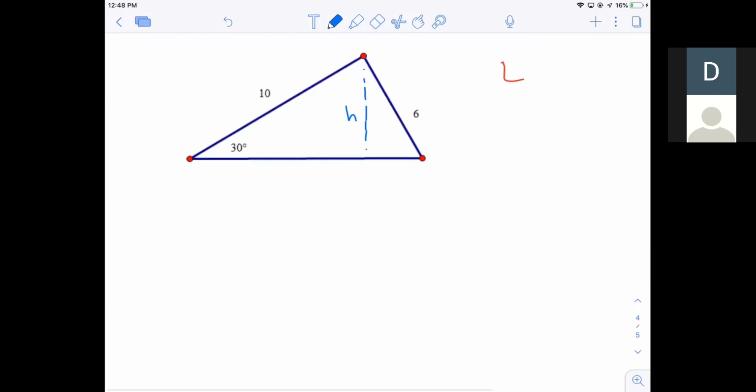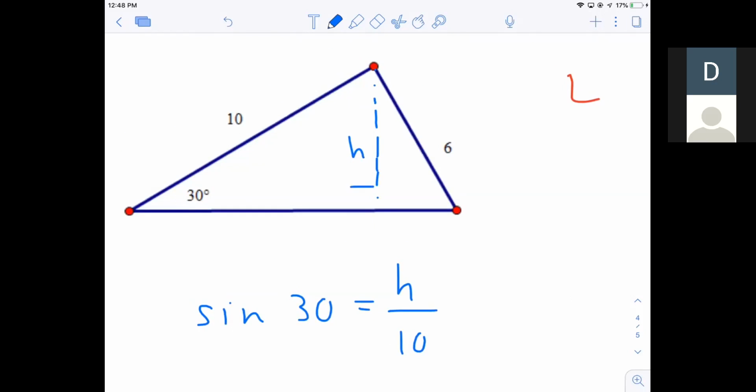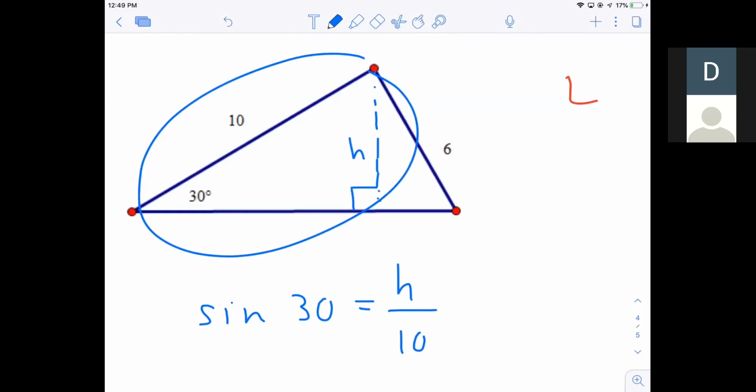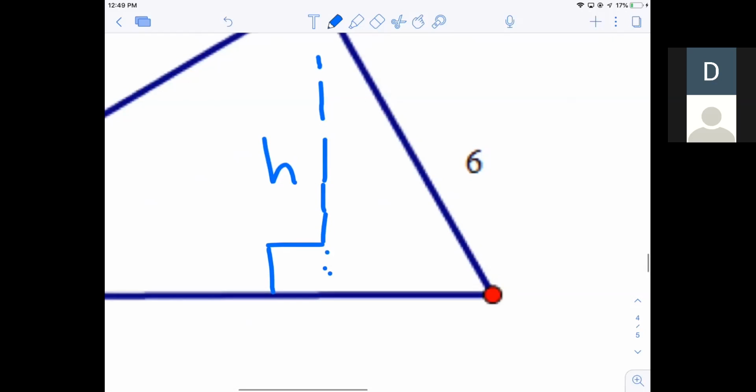So to solve for h, I have that and that. If I use this angle, 30 degrees, I have the opposite and the hypotenuse. So I'm going to be using sine, SOHCAHTOA. So I can say sine of 30 equals opposite h over hypotenuse 10. Now I can use these trig functions because I'm talking about a right triangle, and that's the only reason I can do sine 30 equals h over 10 here. We know sine of 30 is a half. So a half times 10 when I cross multiply is 5. And this height here is equal to 5.